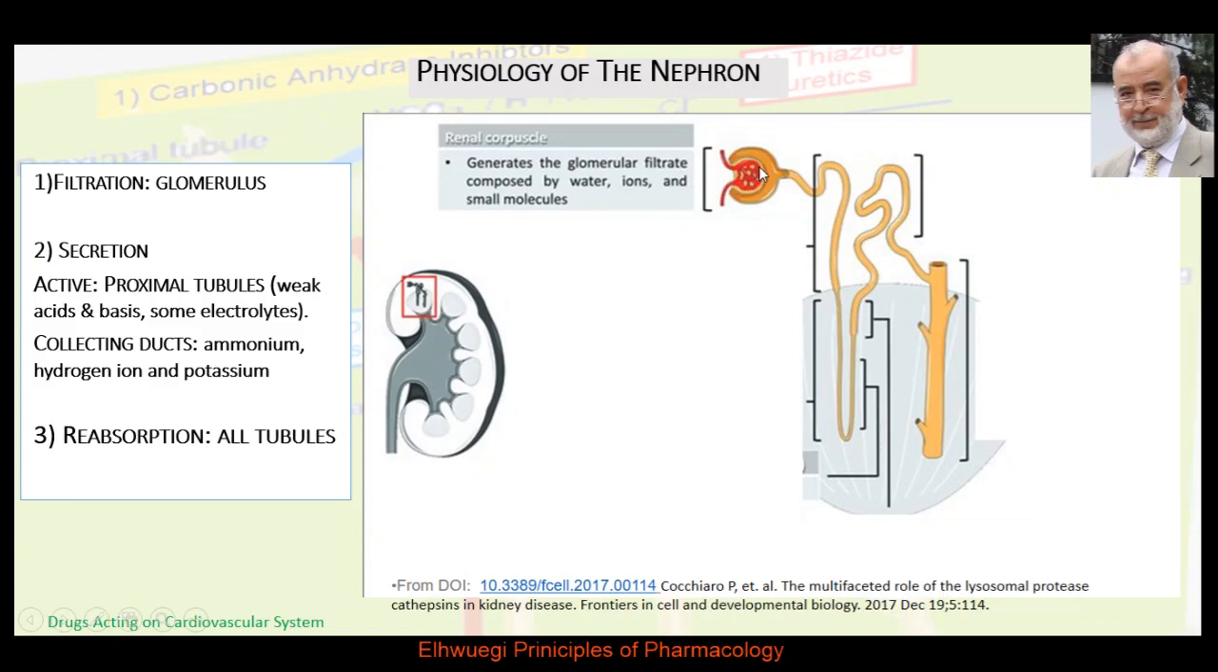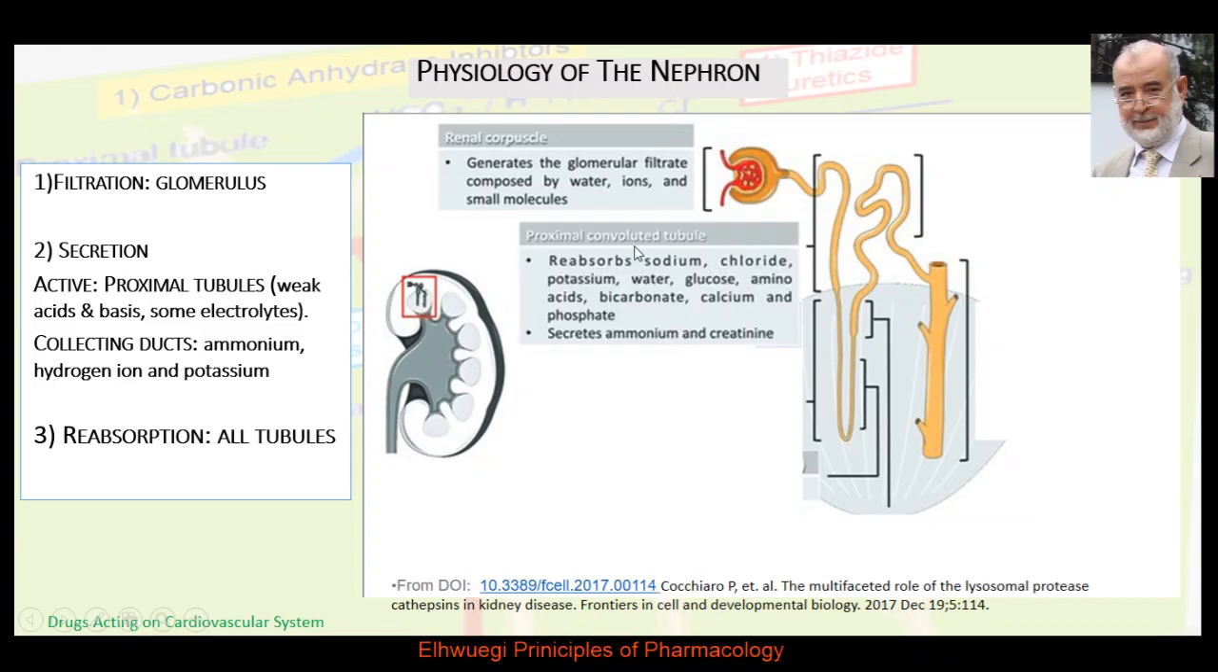Everything in the blood is either filtered, except of course the plasma protein, or actively secreted. And mostly everything in the urinary filtrate will be reabsorbed. This reabsorption takes place at different sites of the tubules. As we said, the proximal tubule is the place of reabsorption of sodium, chloride, potassium, water, and mostly all glucose and amino acids present in the filtrate.